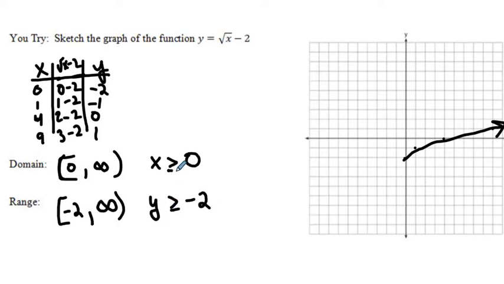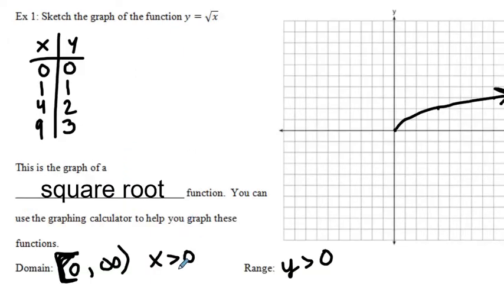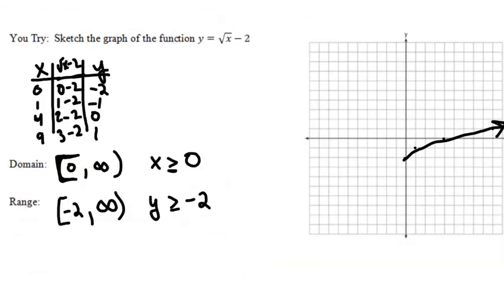Oop, I made a mistake there. The domain should be greater than or equal to 0. When we have the bracket, that means greater than or equal to. The parenthesis means greater than. Let's go back and fix that over here too. Fix that on your paper. Nothing to see here, nothing happened. It's all good. I don't have time to go back and edit this, so we're just going to push on through. All right.